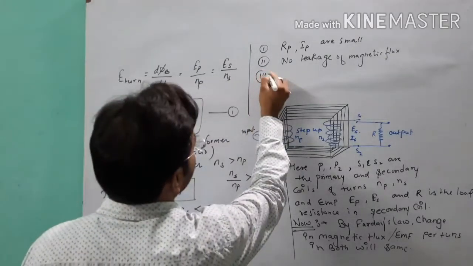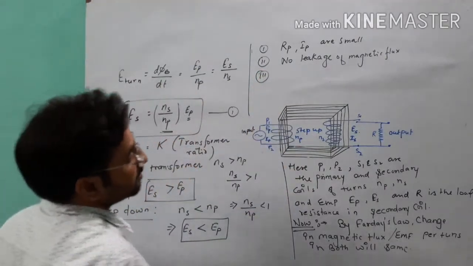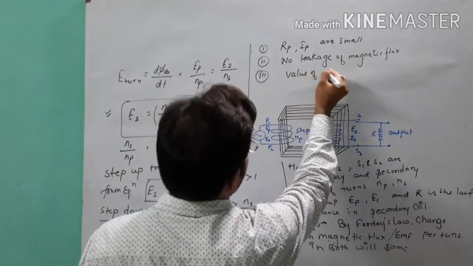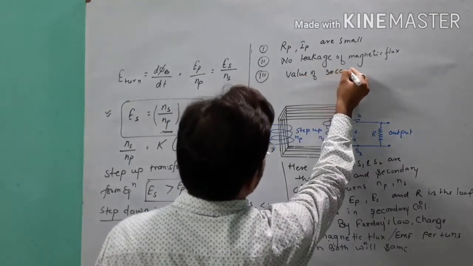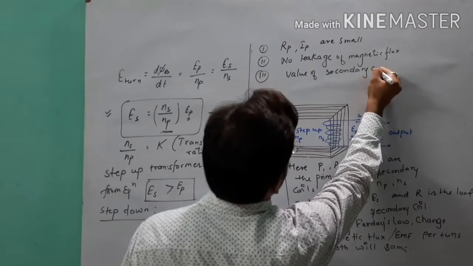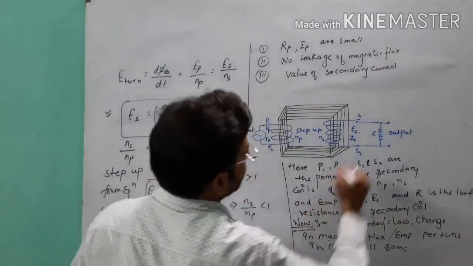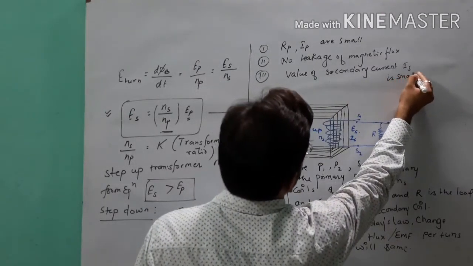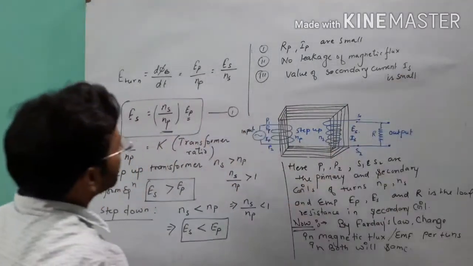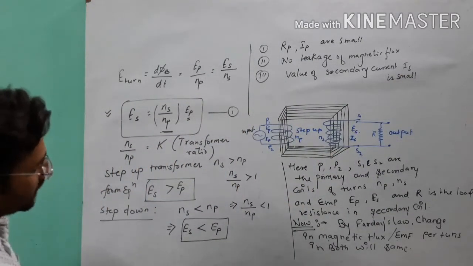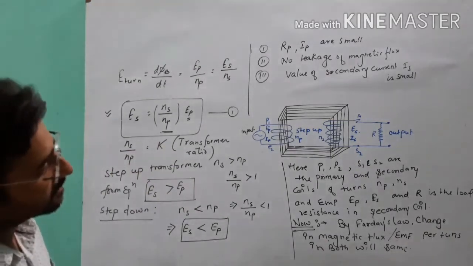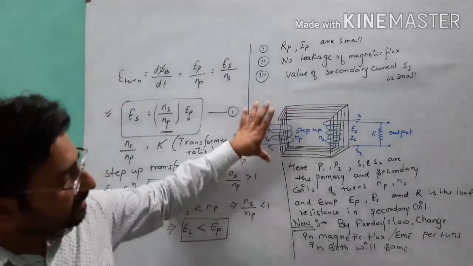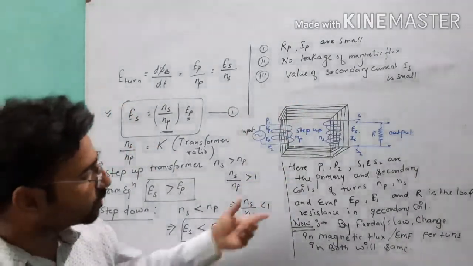And the third one is that here we are talking about the step up. So the third condition is that the value of the secondary coil current, which is our IS, is small. Point clear? Now this point we can find out with the help of one relation. I will give you that later on. Before that, let us complete one more part of this theory.